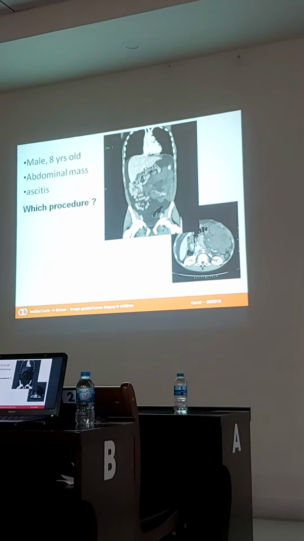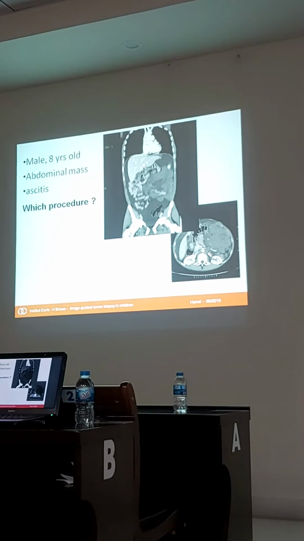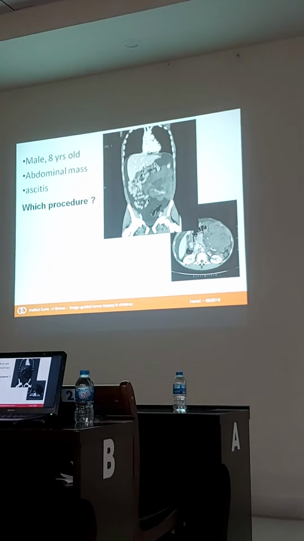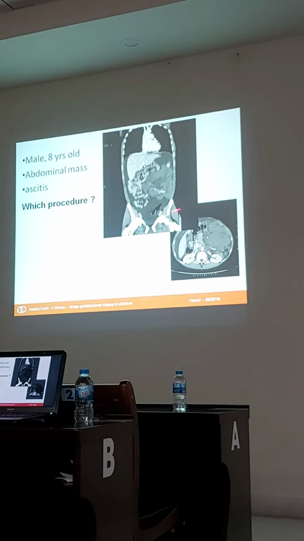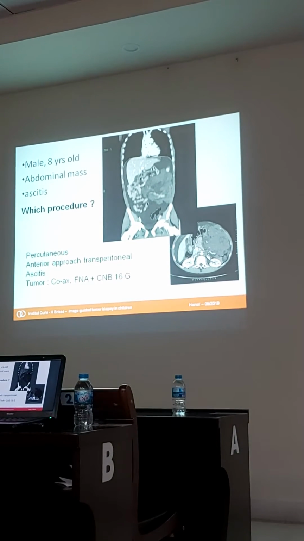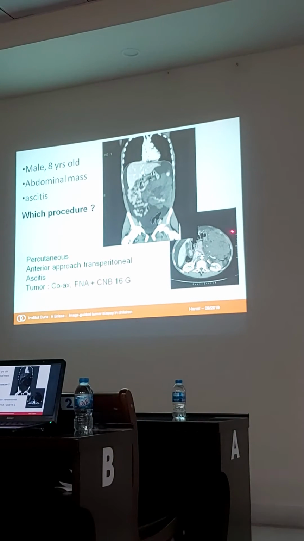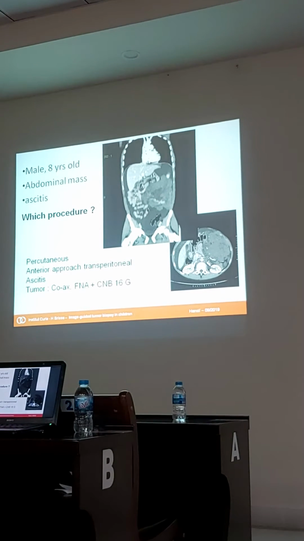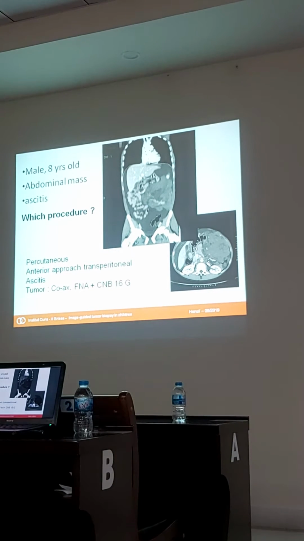Okay, so you have to do a biopsy in this situation, and the way you can get the tissue is very easy because it is located in the peritoneum, so you can go directly in. So we will use a coaxial approach. We will do a fine needle aspiration, but we also will do a core needle biopsy in this situation.